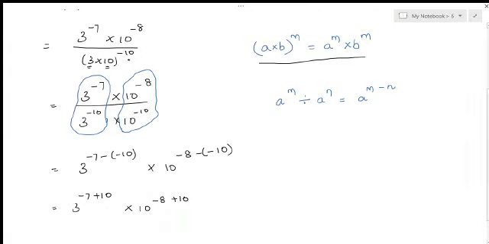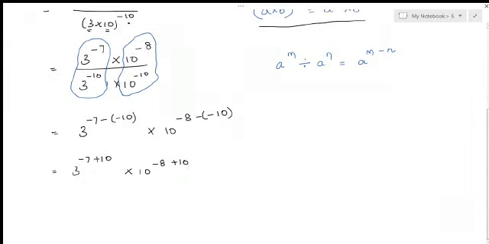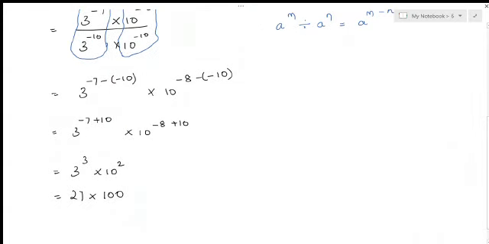Now simplify the power. 3 power minus 7 plus 10 is 3 power 3 into 10 power minus 8 plus 10 is 2. You know that 3 cube is 3 into 3 into 3, 27 into 10 square is 100. When you multiply, you will be getting 2700. Thank you, children.